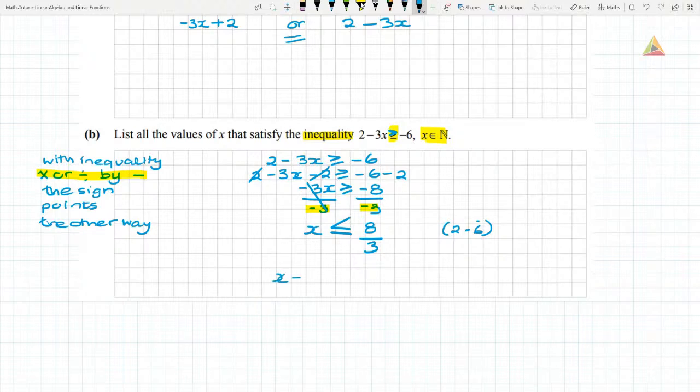So this question is saying list all the natural numbers that are less than 2.6 recurring. So there's only 2 of them. So x is equal to 1 or 2. And that's it. So the important part with that question is to make sure we're happy with solving the inequality, that we're doing the same thing to both sides, and we bear in mind this one extra rule. And that one extra rule is that if we multiply or divide by a minus, then we have to change that inequality and make sure that it points in the other direction.